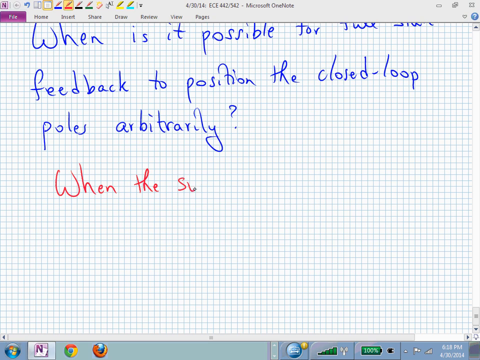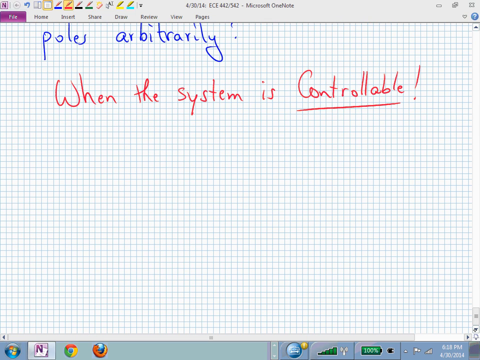When the system is controllable. Since I just lost 15 minutes, I'm almost tempted to just give you what controllable means, and then we'll go on. I'll save the details for some other time. What does it mean for a system to be controllable? Let me do it another way.